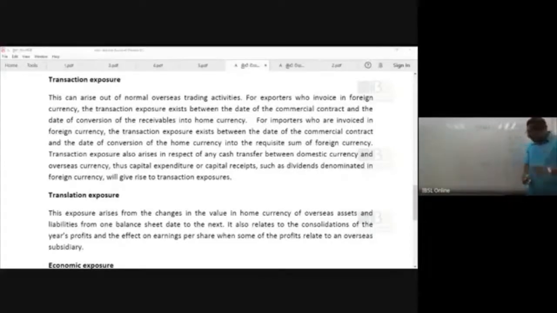For a 1 month forward rate, you divide by 12. Interest on counter, divide by 12. If it is 6 months, divide by 2. If it's for 1 day, divide by 365. So, spot into 1 plus interest on counter, you need to know by heart. Spot into 1 plus interest on counter, over 1 plus interest on base will give you the forward rate.